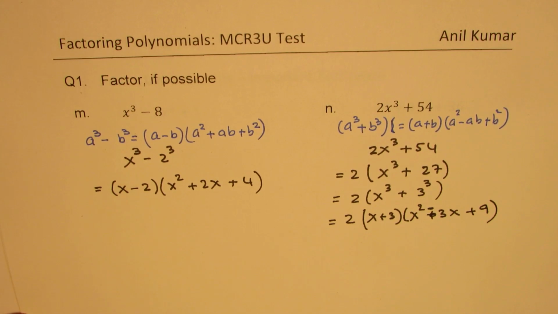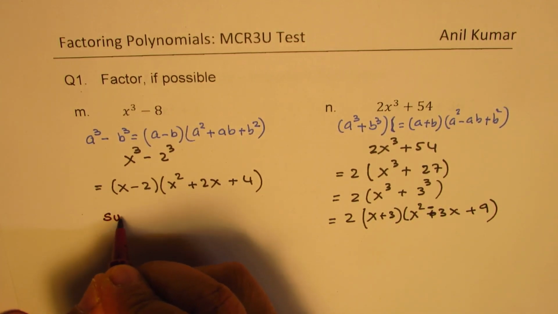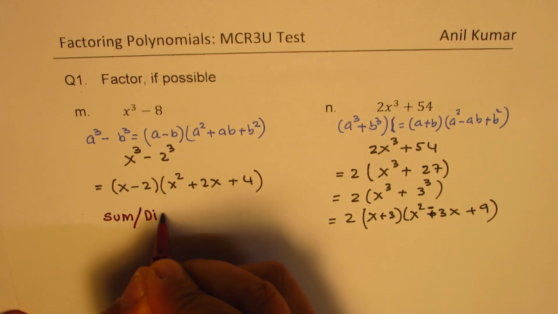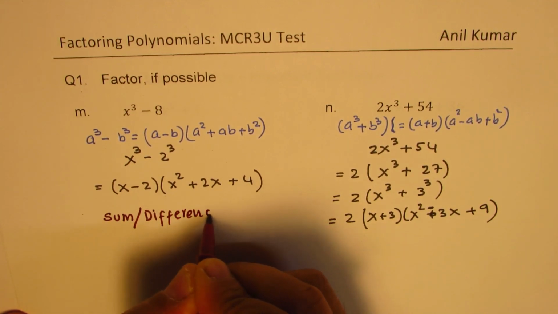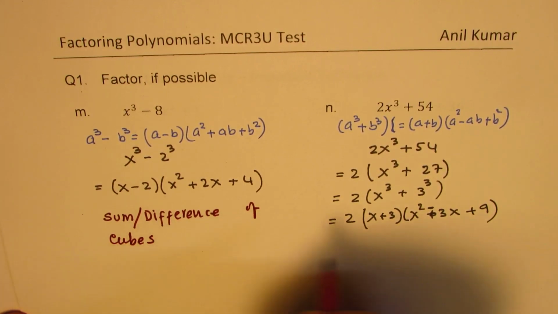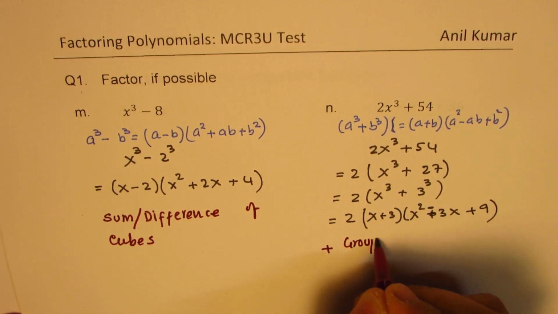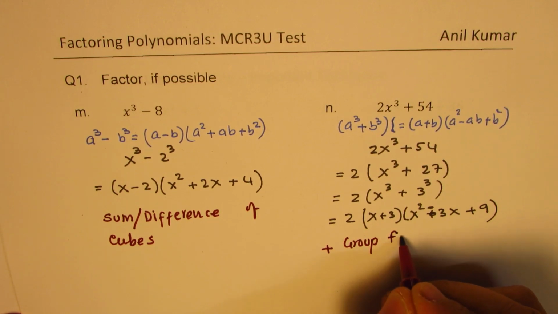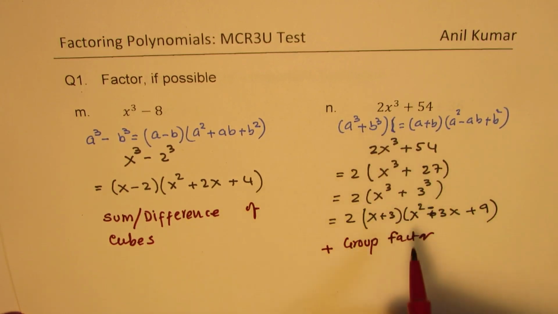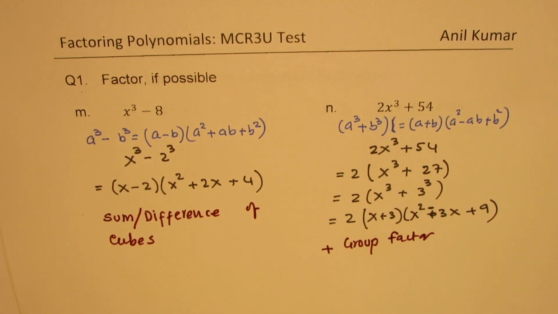Perfect. So the two techniques which we used were, here we used sum or difference of cubes, right? So let me write sum or difference of cubes. And in this case, we added group factoring, right? So first you group factor followed by the sum of cubes. Perfect. So these are different combinations which are applied to factor polynomials.